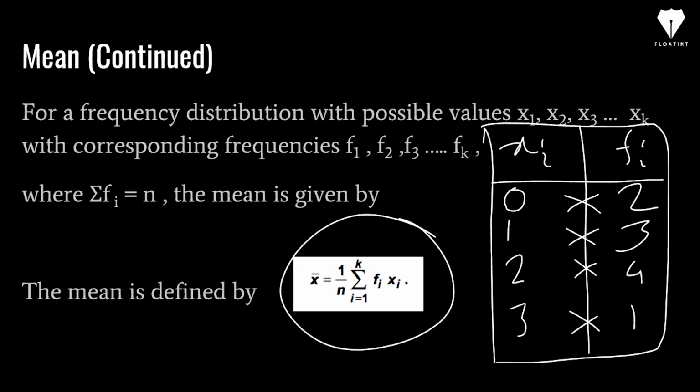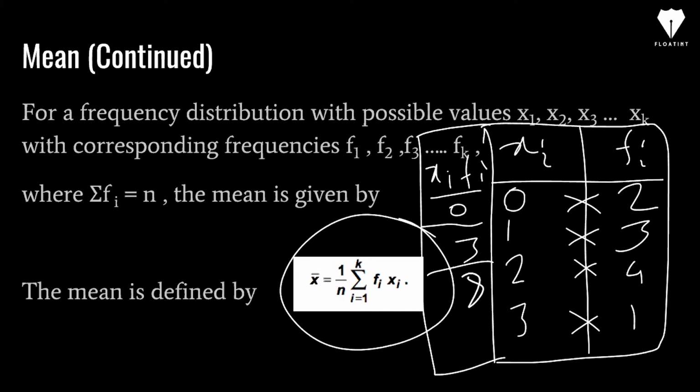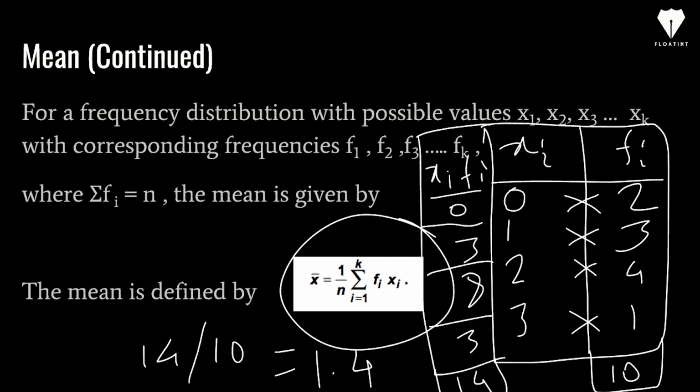You just multiply these two, and you get the value of xi into fi as the product of these two. This is 0, this is 3, this is 8, and this is 3. Then you sum the entire thing. So 0 plus 3 plus 8 plus 3, it's 14. Now you sum all the frequencies. So this will be 2 plus 3 equal to 5, and 5 more is 10. So your mean will be nothing but 14 divided by 10, that is 1.4. This is how you calculate mean for frequency distributions.